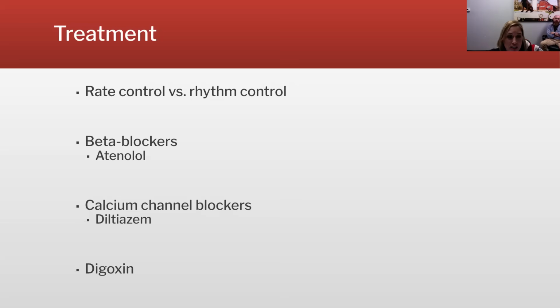So if you see a patient in the ICU or you're the nurse and you see that they're on one of these medications, that's the purpose of them, is just to slow down their heart rate so that it's closer to normal, which allows for better cardiac output.